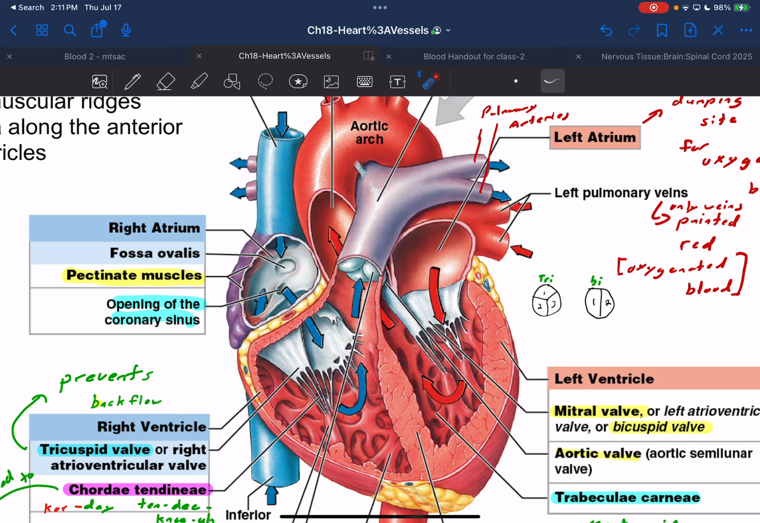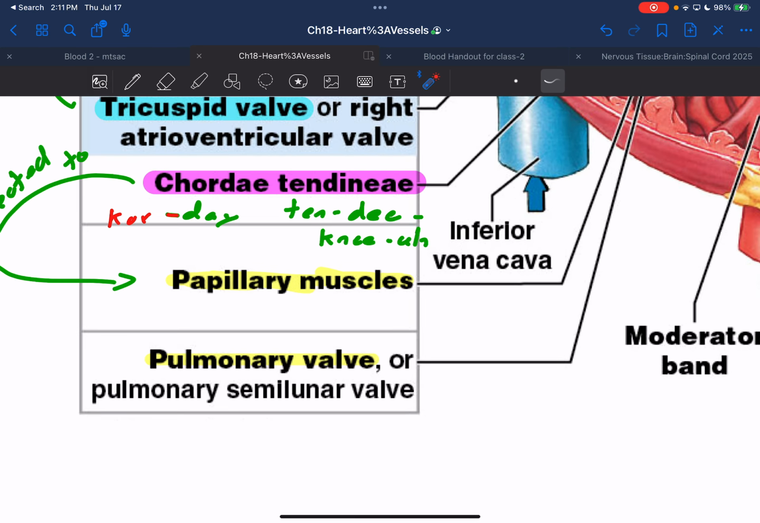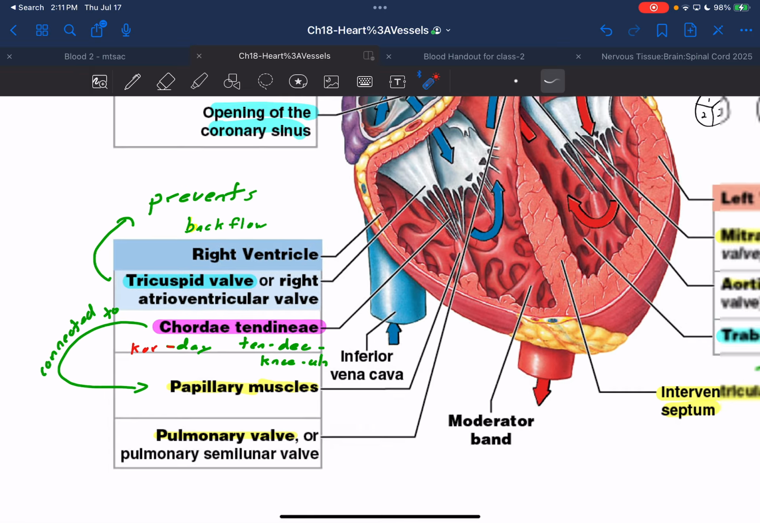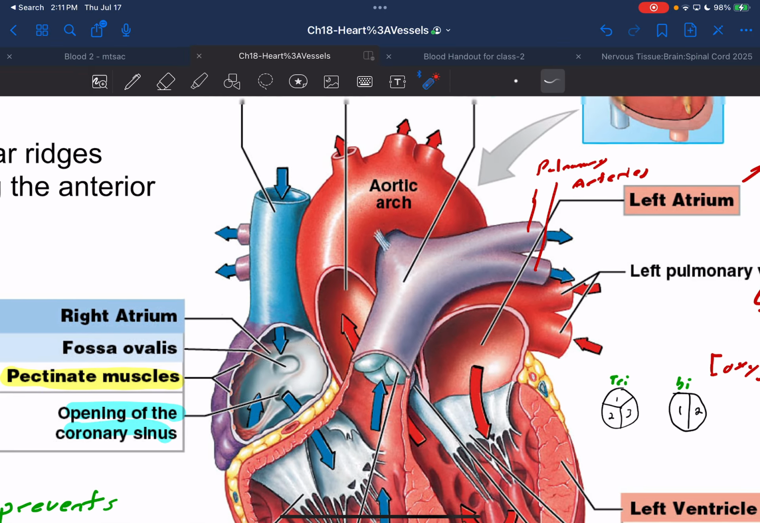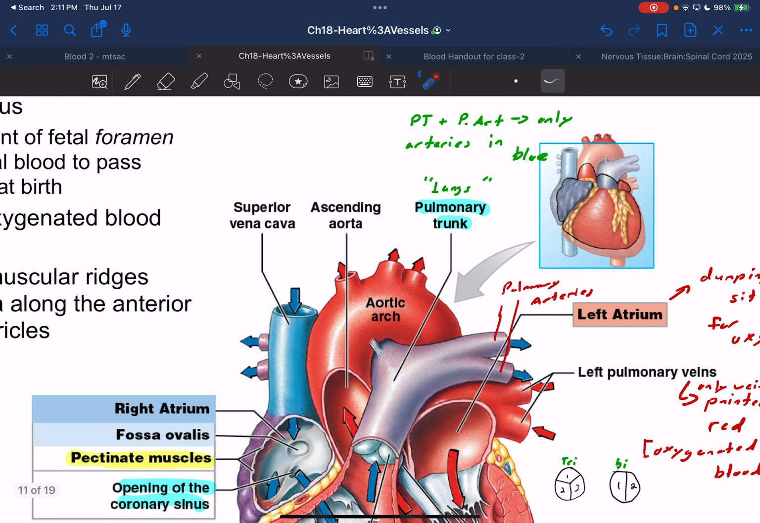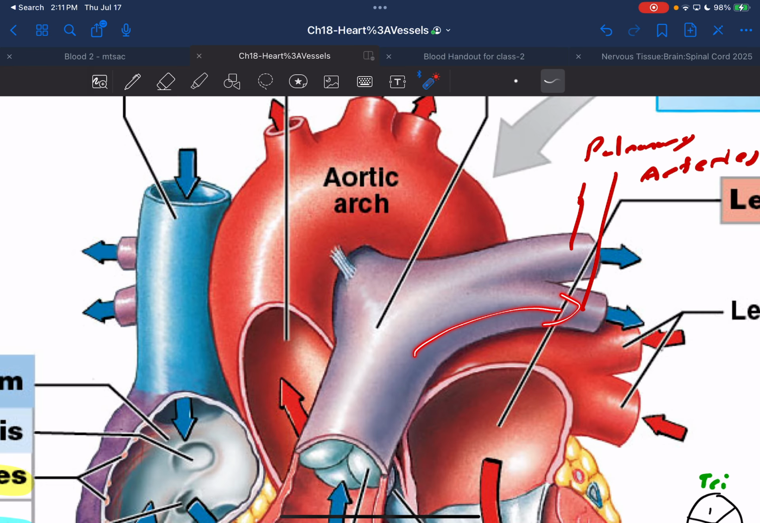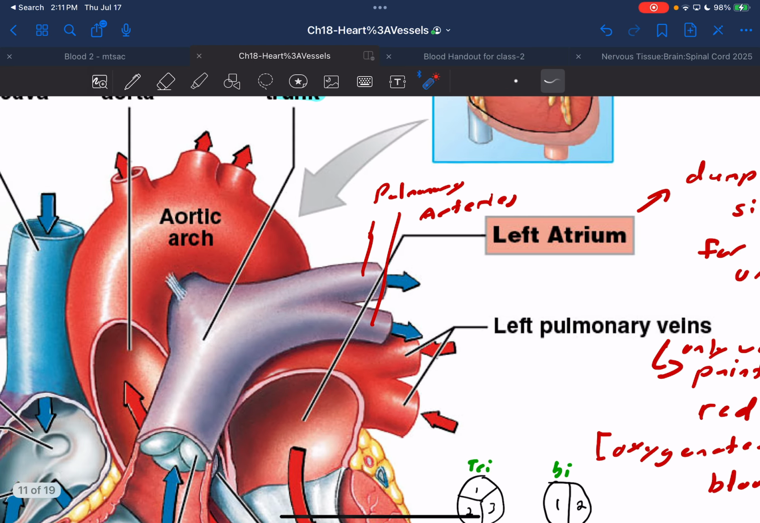Right through another valve that prevents backflow. This valve prevents backflow into the pulmonary trunk. Therefore, it's called the pulmonary valve, or more commonly, the pulmonary semilunar valve. And so this prevents backflow once it makes its way into the pulmonary trunk. The rest of the story you pretty much know. The pulmonary trunk will lead blood to the pulmonary arteries on both sides. And the pulmonary arteries will then send blood to get oxygenated.